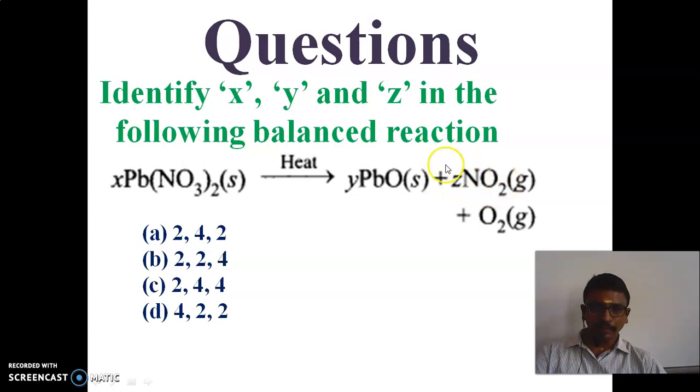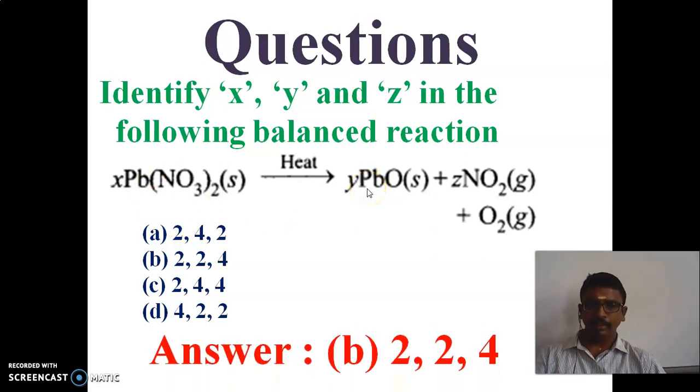But oxygen here it will be 4, 5, 6, 7. But here the oxygen it will be 6. If we put 4 in the reactant side, that means 4 molecules of lead nitrate. If we put 4 here, then the lead oxide will be 4. It will not be balanced.